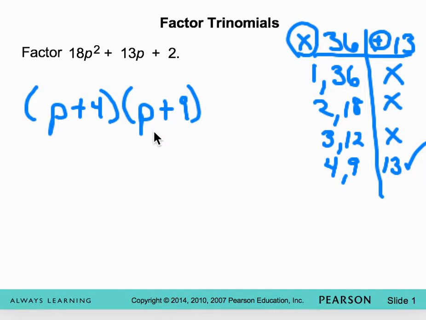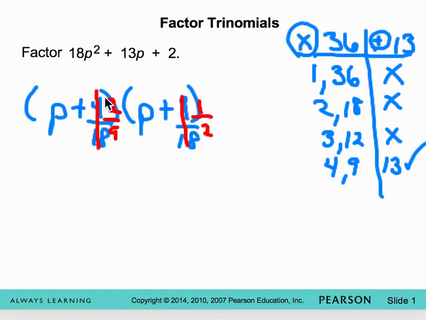But that's obviously not the correct answer, because let's start multiplying it out. P times p is p squared, and I need it to be 18p squared. So the shortcut is I can just plug these numbers in, but don't forget to go back and divide by that leading coefficient. Okay, divide by the leading coefficient. Now, let's reduce the fractions that I got here. Both of these are divisible by 2, so that would make it 2/9, and this would make it 1/2.